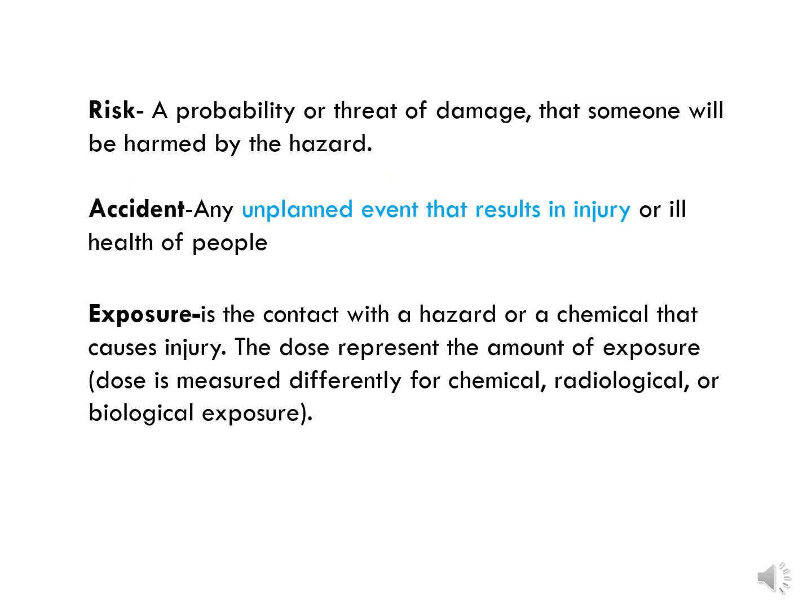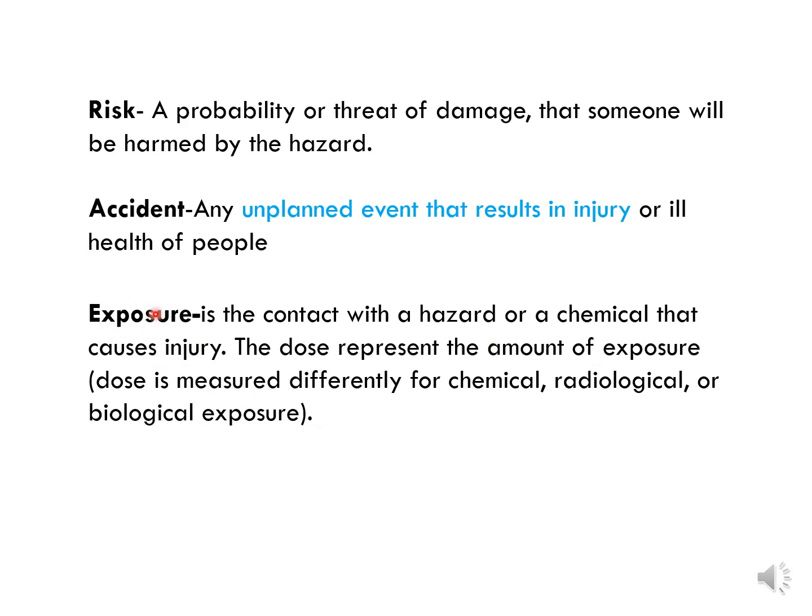In this slide, a couple more terminologies we will define. The first one is risk. Risk is the probability or threat of damage that someone will be harmed by the hazard, so it's called a risk. An accident is any unplanned event that results in injury or ill health of people. And exposure: this term may be commonly used in 3-4 lectures, or maybe throughout the course, we use this terminology very often. Exposure is the contact with the hazard or a chemical that causes injury.